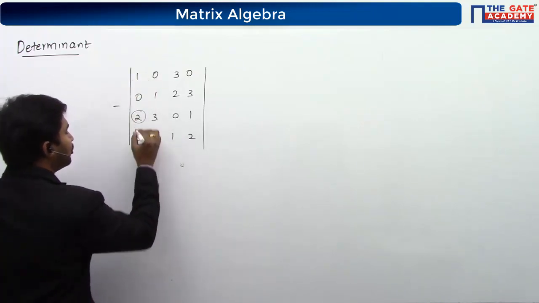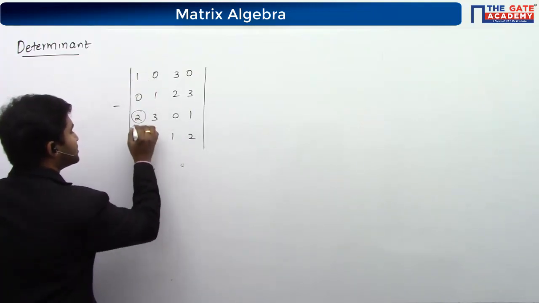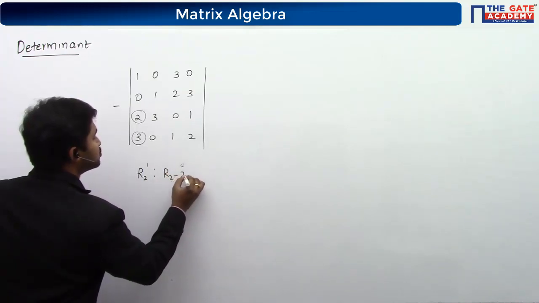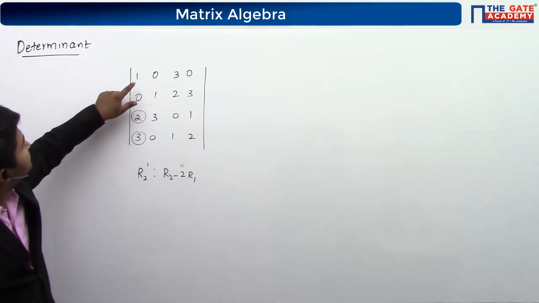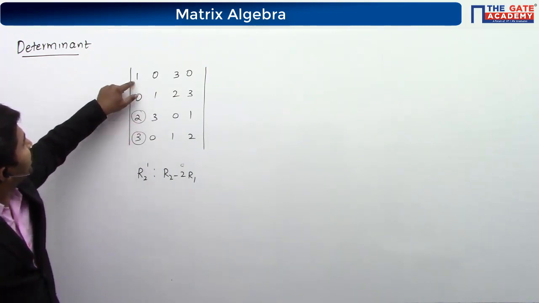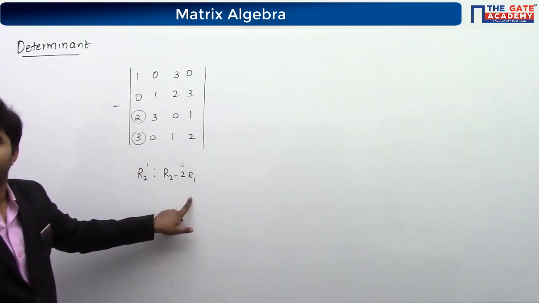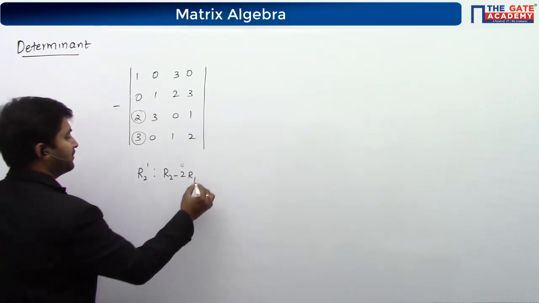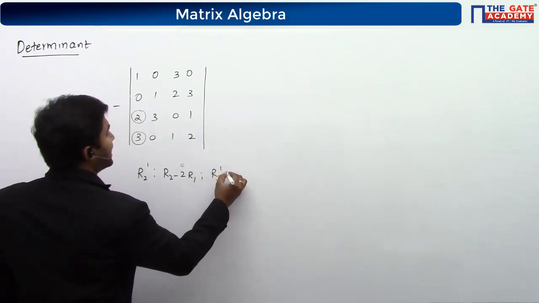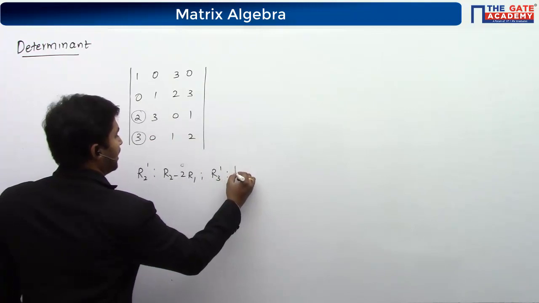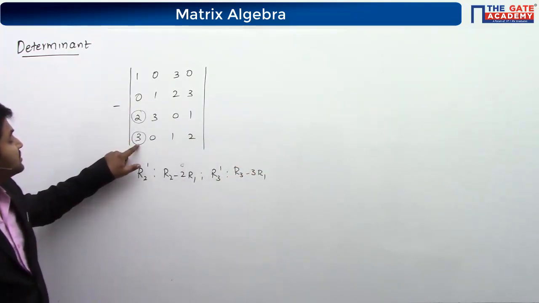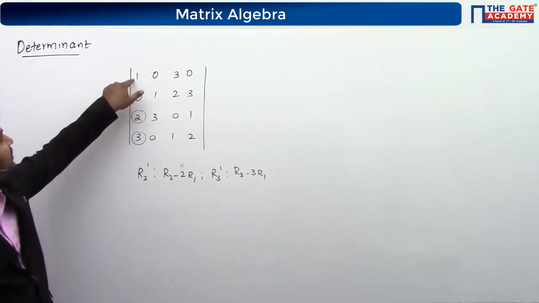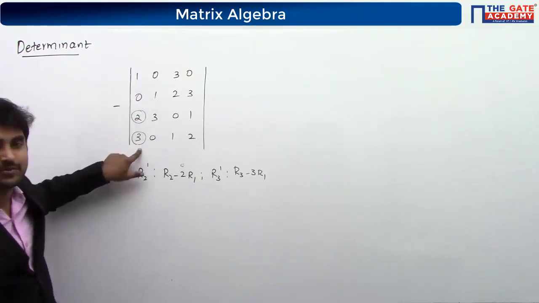The operation that I am going to perform is that R2 dash is going to be R2 minus 2R1. It means R2 minus 2 times that of R1. 2 minus 2 is going to be 0. That is the idea of doing it. R3 dash is going to be R3 minus 3R1. R3 dash is going to be R3 minus 3 times that of R1. It becomes 3, 3 minus 3 is going to be 0.